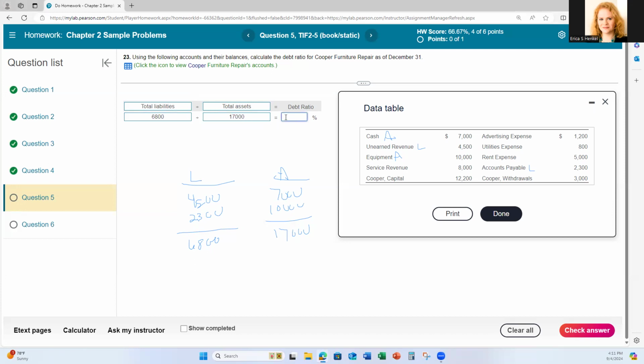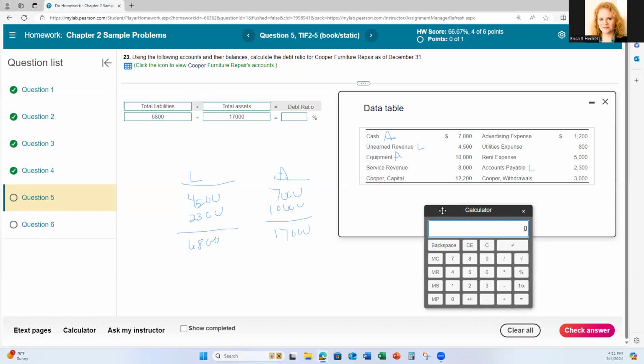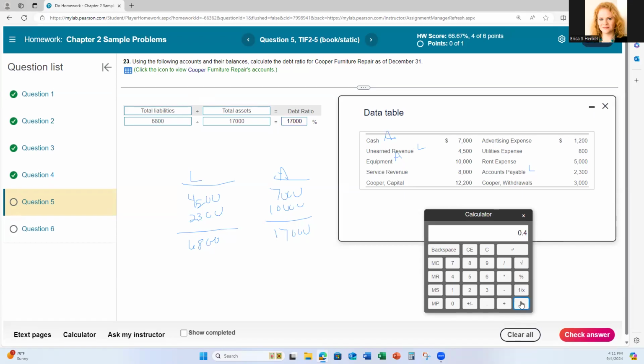Then we're going to figure out what percentage that is. 6,800 divided by 17,000 gives us 0.4. So this is a decimal format, right? But we need to make sure that we convert that to a percentage. So this should be 40% here. So 0.4, multiply it times 100 and put a percent symbol next to that.